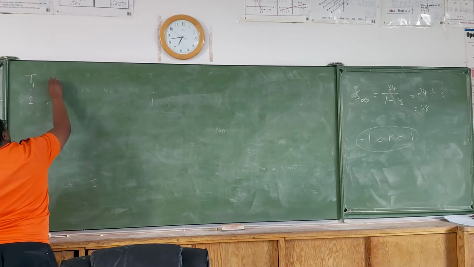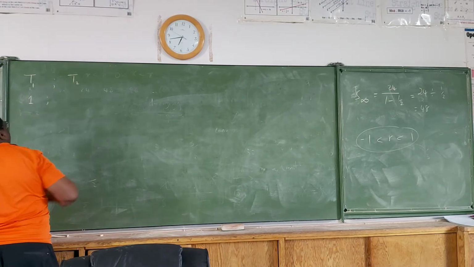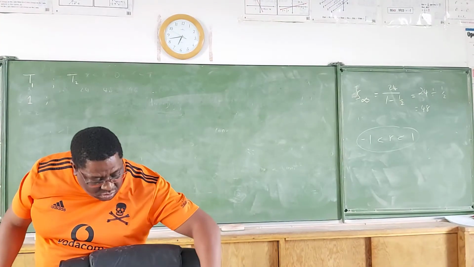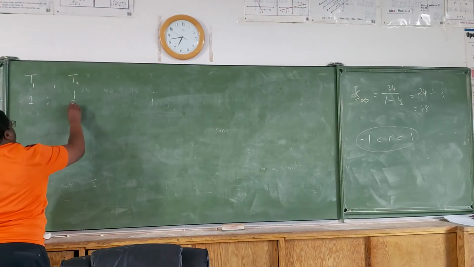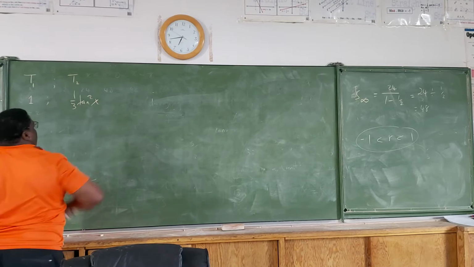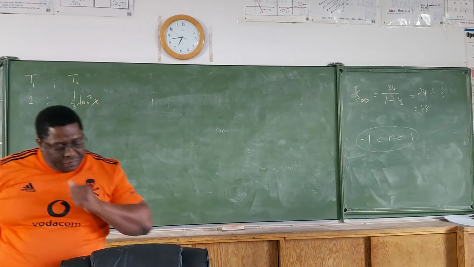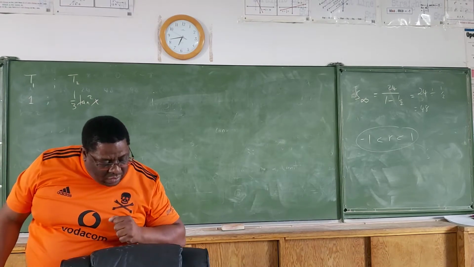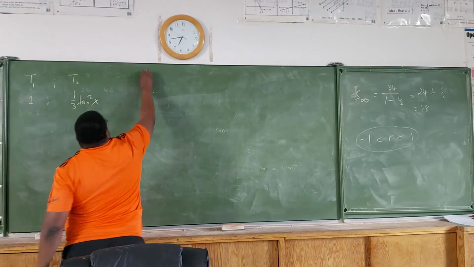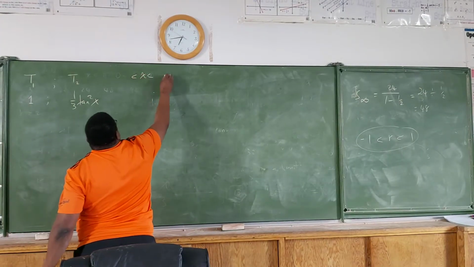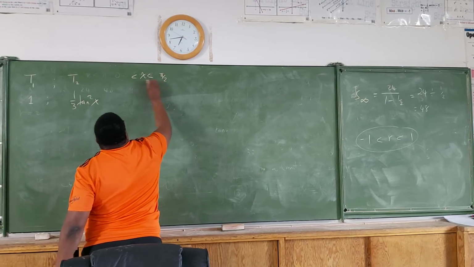The second term is a horrible number. It's 1/3 tan square x. And they say where x is a number between pi upon 2 and 0.